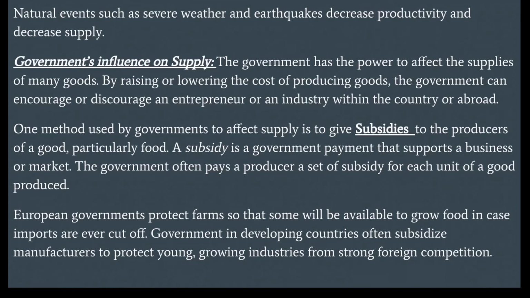European governments protect farms so that some will be available to grow food in case imports are ever cut off. Governments in developing countries often subsidize manufacturers to protect young growing industries from strong foreign competition.